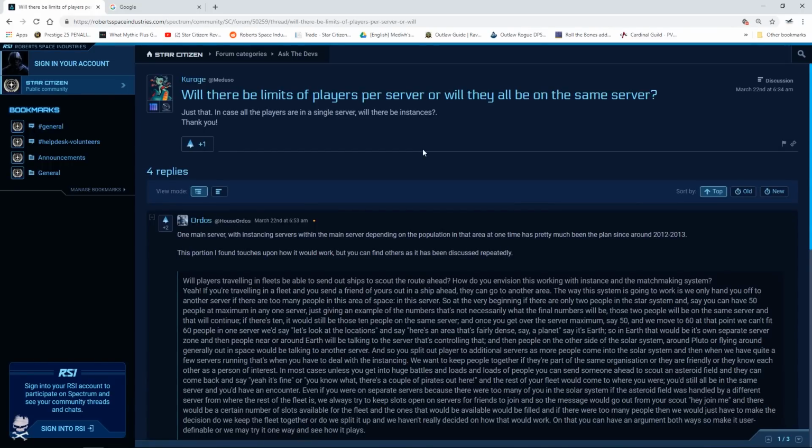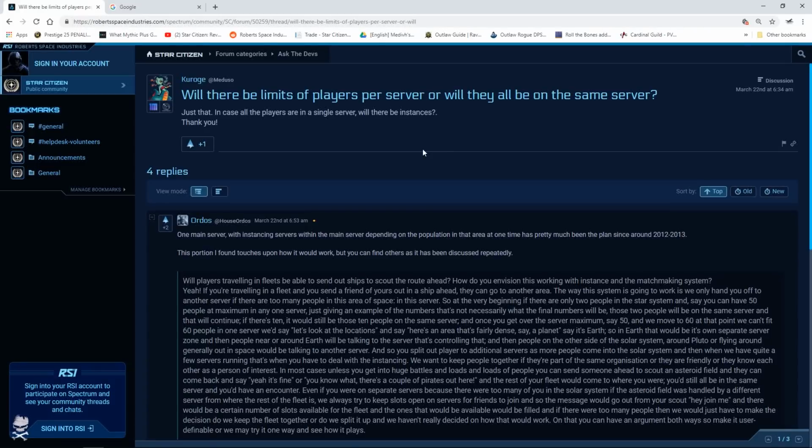Kurogi asks, will there be limits of players per server, or will they all be on the same server? Everyone's going to be on the same world server, but they are not all going to be in the same instances. Everything is going to be instanced, and it's going to be kind of like these fluid instances where whatever the upper limit is, the servers are going to try to maintain around that. They're going to have to work around things like group size and stuff like that. So there's going to be certainly some room for hijinks there. But yeah, everyone is going to be on the same server.